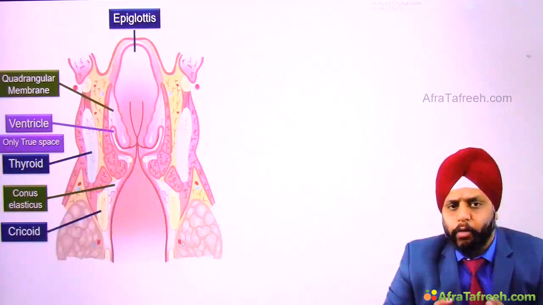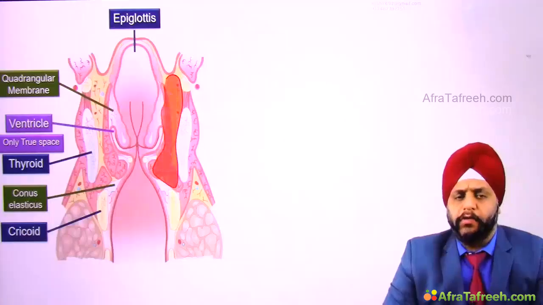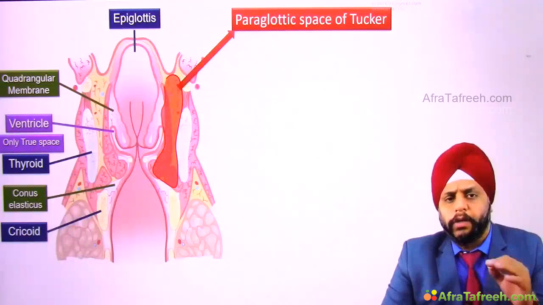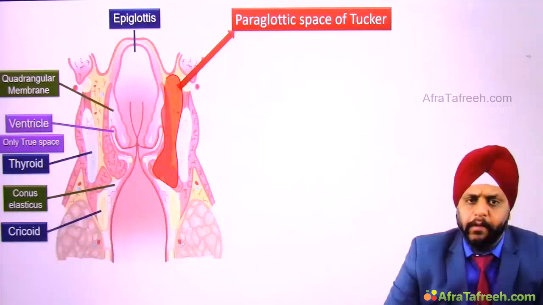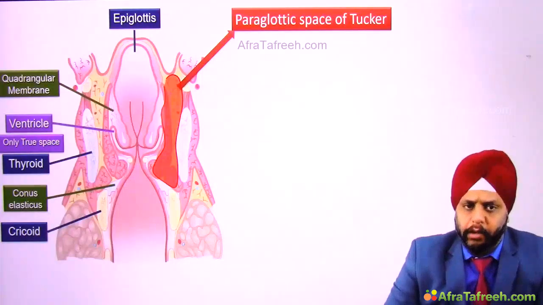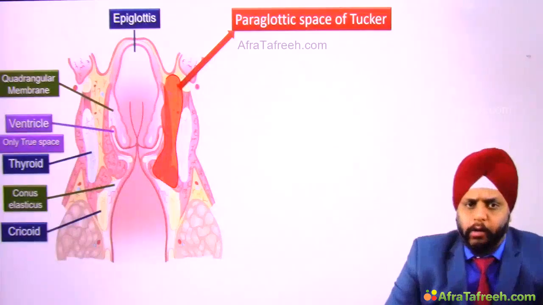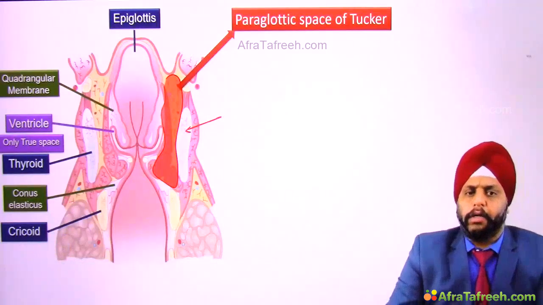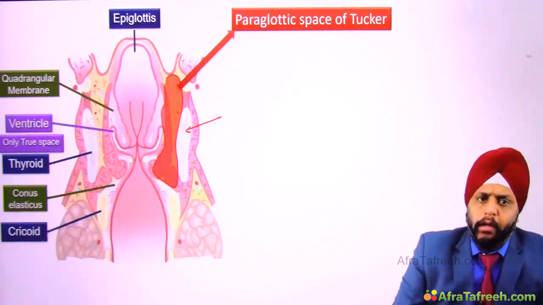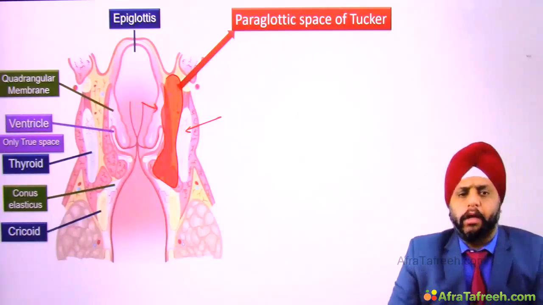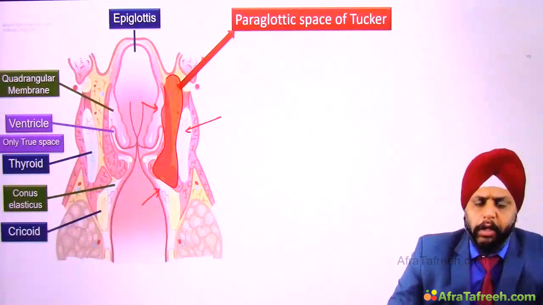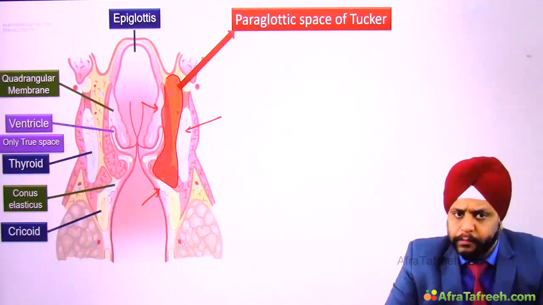Now let's look over here. We can see a yellow fat filled space, this space which I have just shaded. This space is known as paraglottic space of Tucker. So what are the boundaries of paraglottic space of Tucker? We can see over here that the anterolateral boundary is formed by the thyroid cartilage. The superior medial boundary is formed by the vestibular fold and quadrangular membrane. The inferior medial boundary is formed by the conus elasticus.